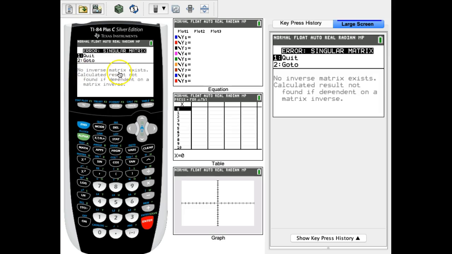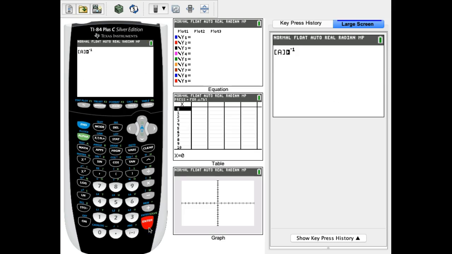okay, so no inverse matrix exists. Calculated results found in dependent on a matrix inverse. Okay, so if we don't have an inverse, then that means that this is going to end up being a no solutions type of problem. So let's try to finish it with what we have right here.